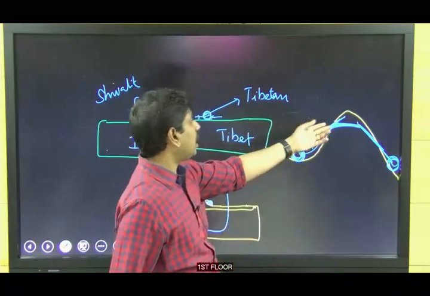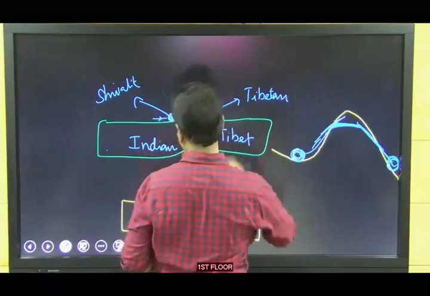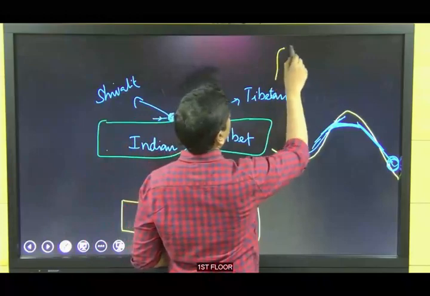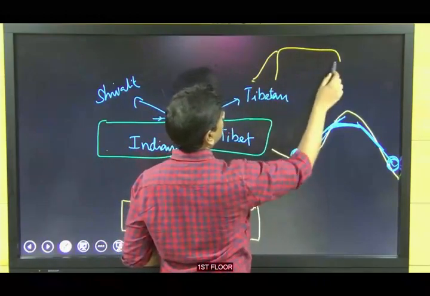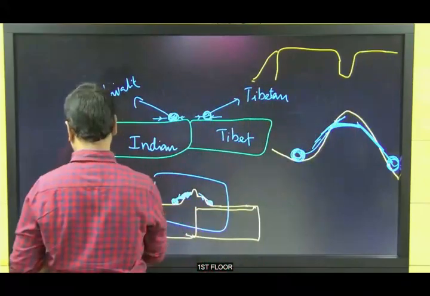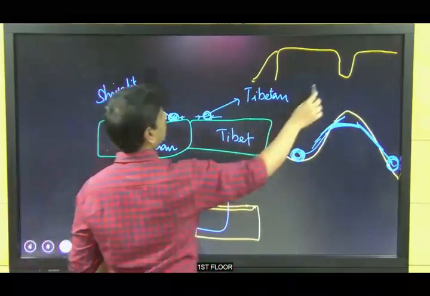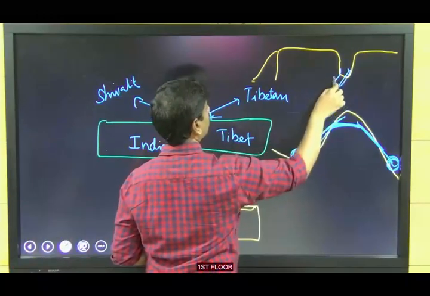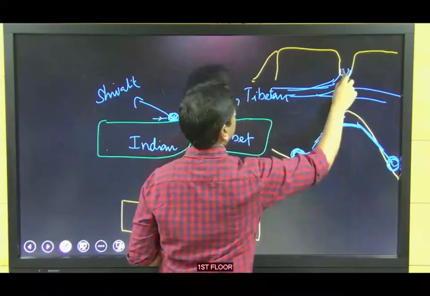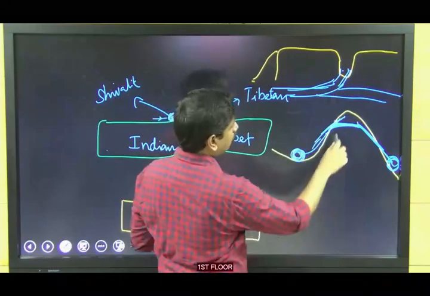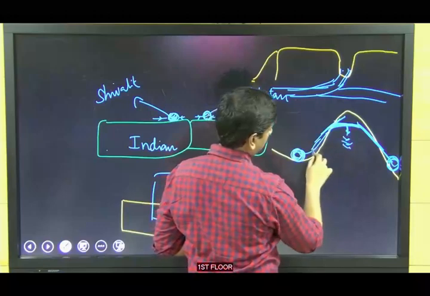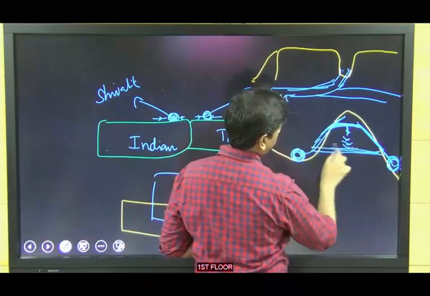In the other regions, how would the mountain be there? The range would be there. The hill would be like this, and in between one valley would be there. So here the tributaries will be coming, like this. Slowly this part is reduced, and they established a connection.